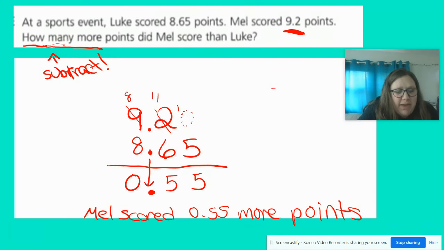And then if this was a whole race statement, you would say this is because we know we're subtracting because it says how many more. If you subtract as shown, you would get 55 hundredths. All right, let's move on.